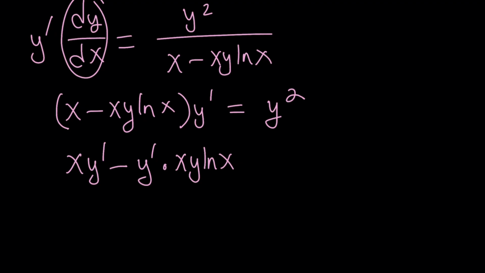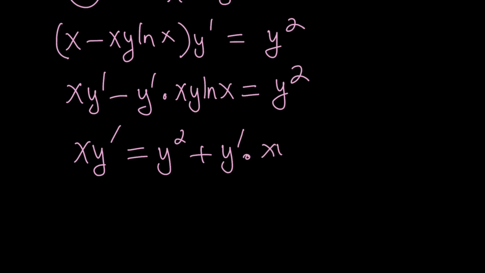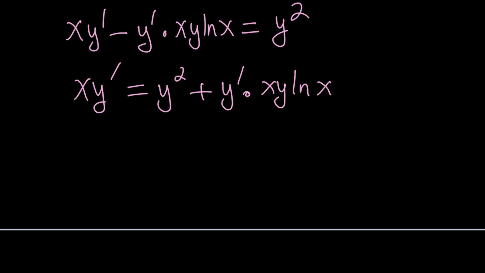So now this is equal to y squared again, and here is the most important move. We're going to try to isolate y prime. So let's go ahead and add y prime xy ln x onto both sides. Then we can write this as y squared plus y prime times xy ln x. Okay, so far so good? Awesome. Now notice that the coefficient of y prime is xy ln x. I want to keep the ln x with y prime. You'll see in a little bit why that's helpful.